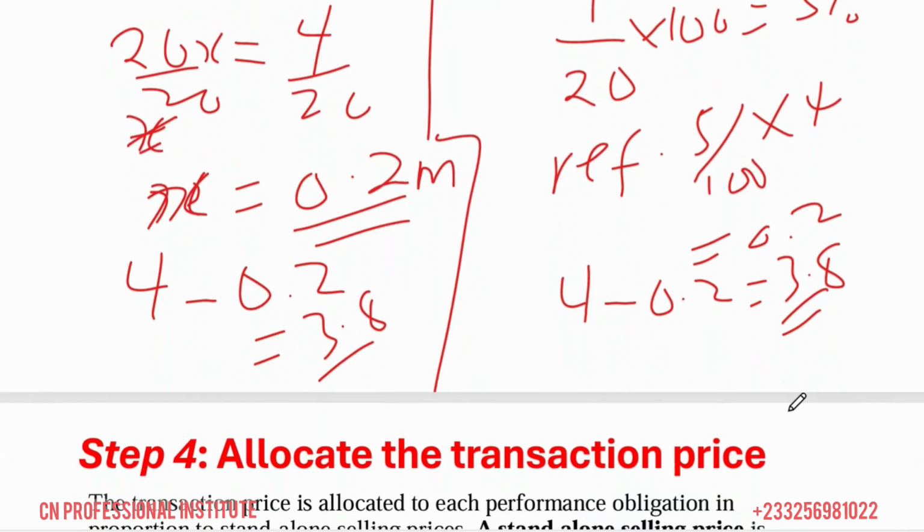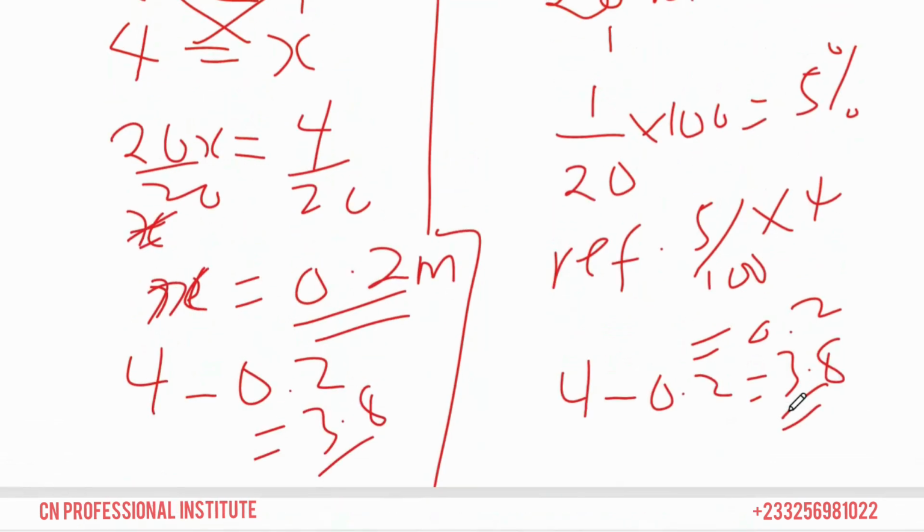Or we can do it this way. Now that we know that for every good we sell, the refund is 5%, if the refund is 5%, the 95% is what we are going to keep. Are you following? So pick your calculator and find 95% of the 4 million. If you find 95% of the 4 million, you get this 3.8 straightforward. So 3.8 is the revenue that we are going to record in our books.